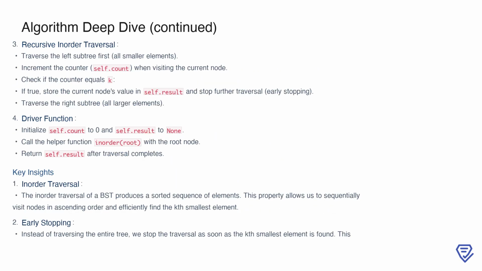The next step in the algorithm is the recursive logic of the inorder traversal itself. With the BST's sorted nature, we start by traversing the left subtree, which contains all smaller elements.